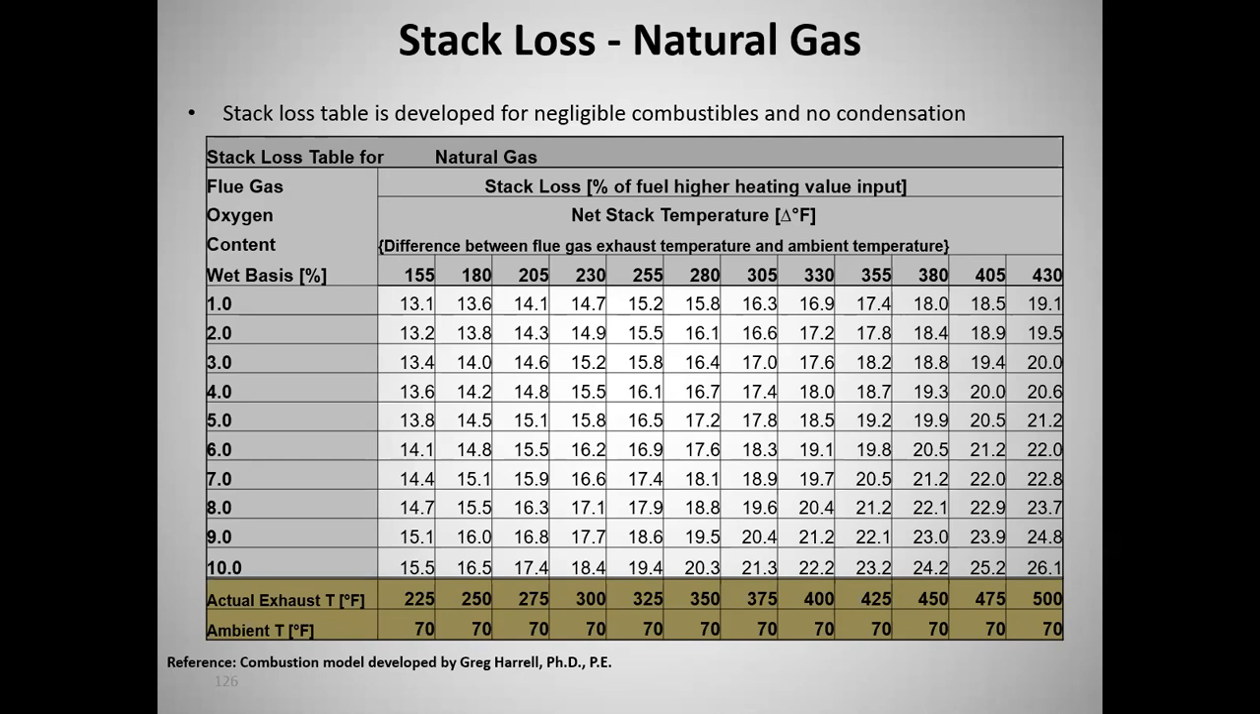And so you may have to interpolate. You may wind up doing a double interpolation in the table. Well, you know how to do that. Not a lot of fun, but it's not the end of the world either. So that shows the stack loss. For example, if I'm running say 3% oxygen and a net temperature of 305, that says 17% of the higher heating value of that fuel is being thrown up the stack in a combination of excess air and temperature losses.